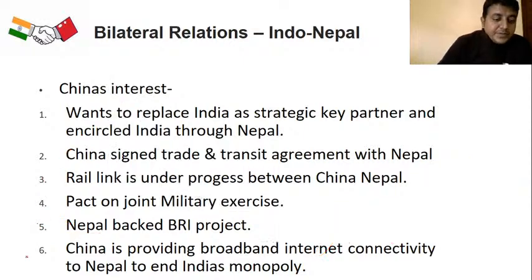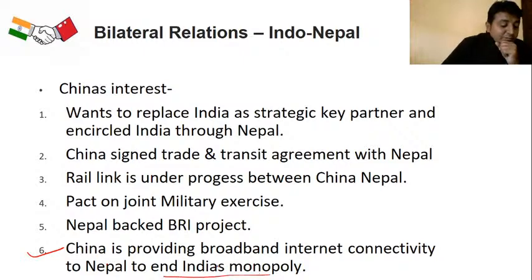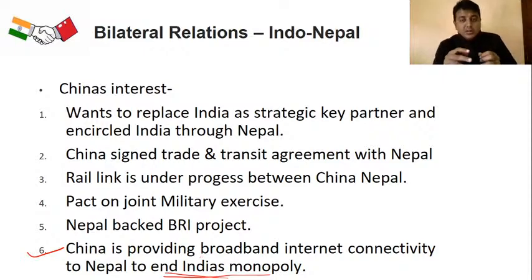Clear? The next important, sixth thing is that China is providing broadband internet connectivity to Nepal. With this, it is the end of India's monopoly. Now tell me, what's the problem with India? Why is India having a problem when Nepal is getting internet connection? Why is India having a problem when China is providing them internet? Just because it is ending India's monopoly? Do you think India's monopoly is ending, so that's why India is having concern?